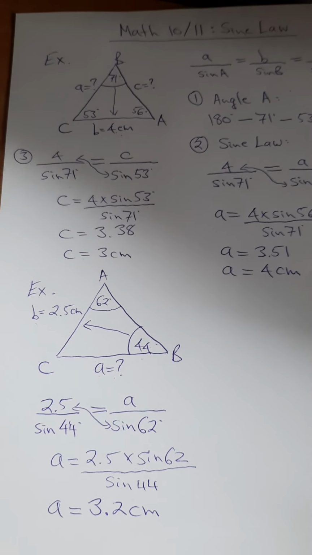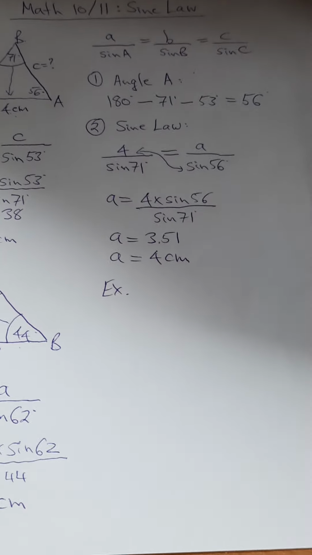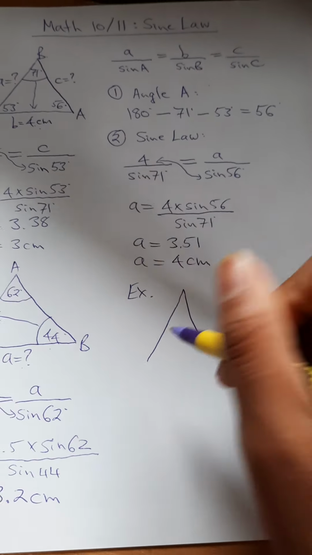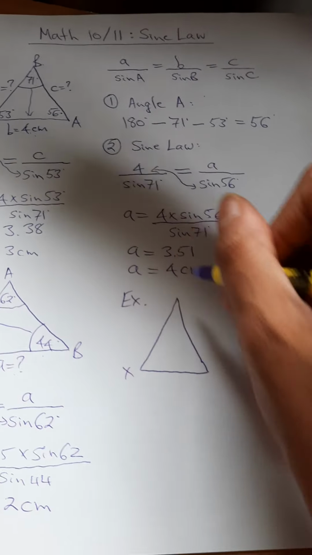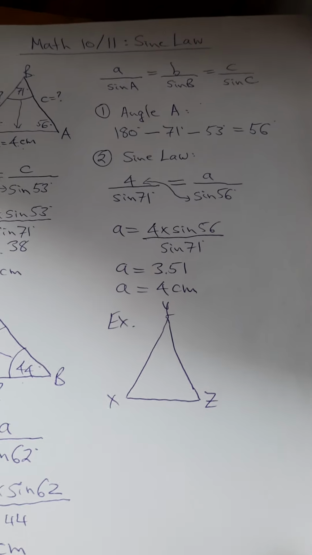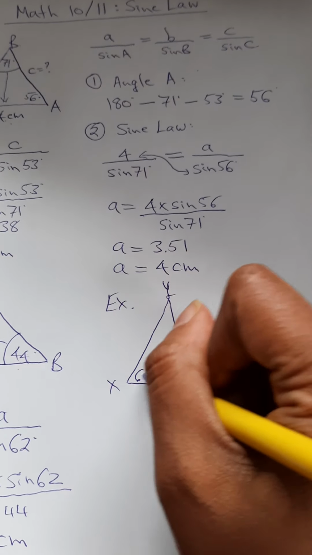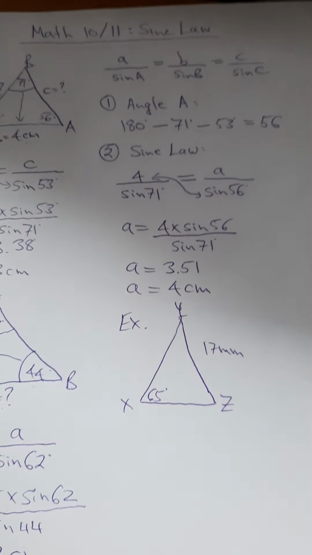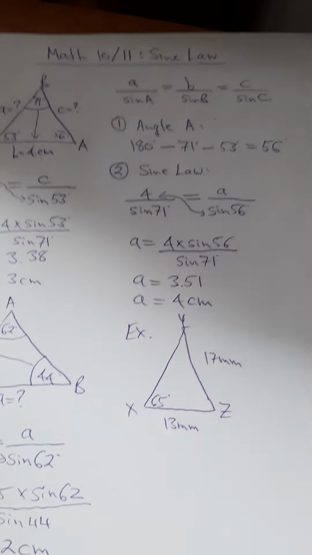So with that, in this last example, what we're going to do is maybe just find the angle. We're finding the measure of the angle. So I won't make it too big here. This is triangle X, Y, Z. Just like I said, it does not have to be an ABC triangle. So I'm going to give you some values here: 65 degrees, 17 millimeters, and the base is 13 millimeters.